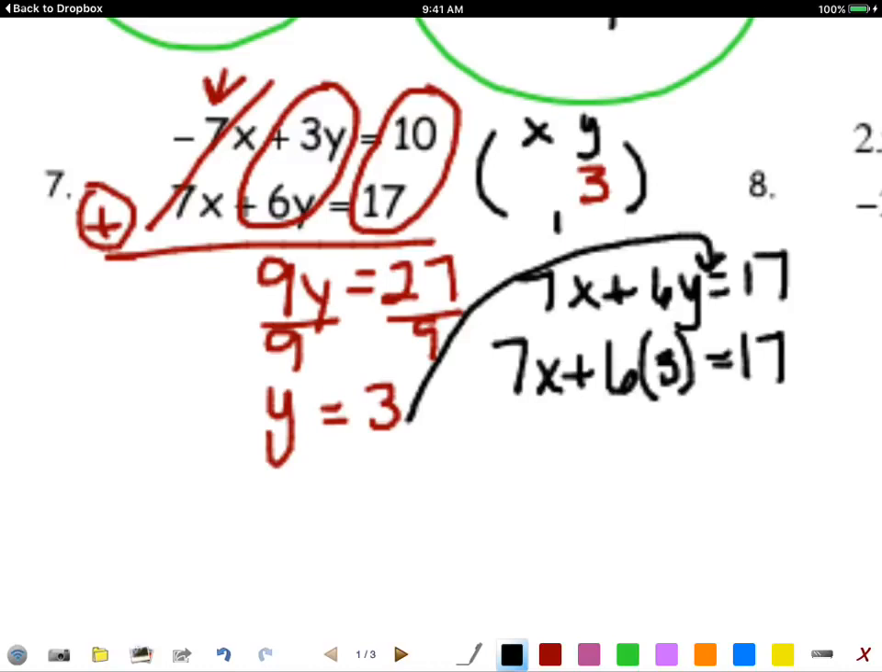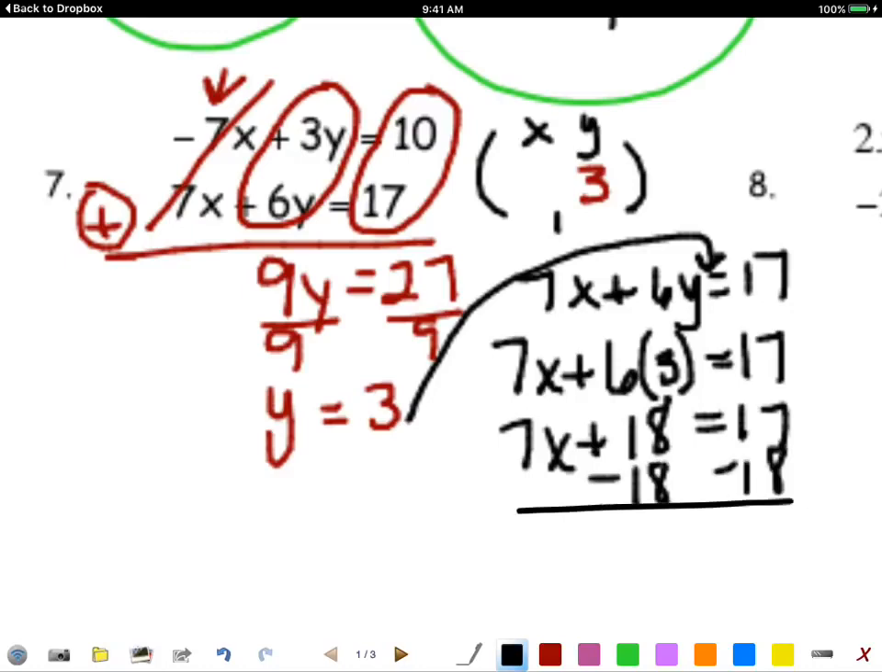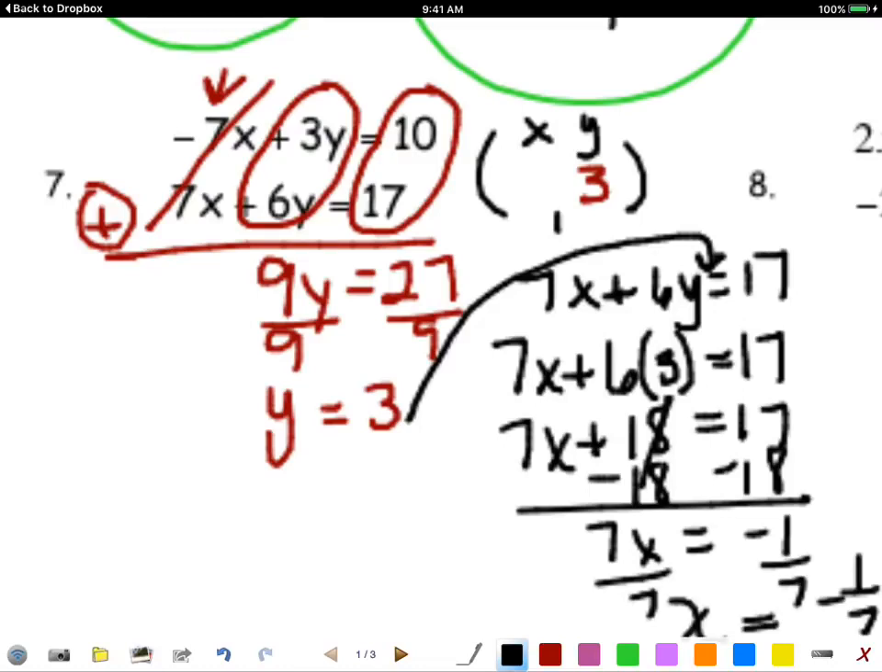Do that multiplication first, right there. So we have 7x plus 18 equals 17. And then we just solve this equation. We got to get rid of the plus 18 by subtracting 18 on both sides. So we have 7x equals 17 minus 18 is a negative 1. Get rid of that 7 by dividing. And so we have x equals a negative 1/7. And don't forget to come back up here to the ordered pair and put that in.